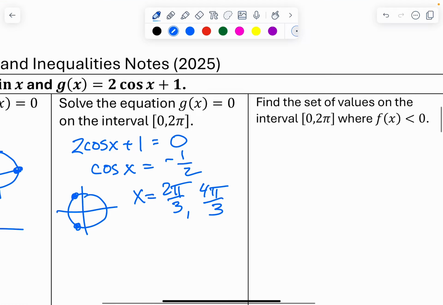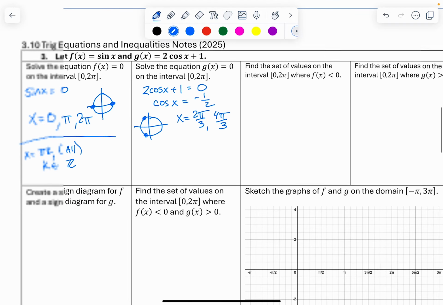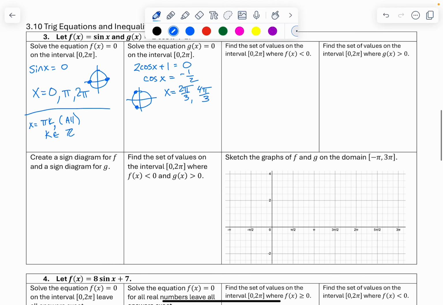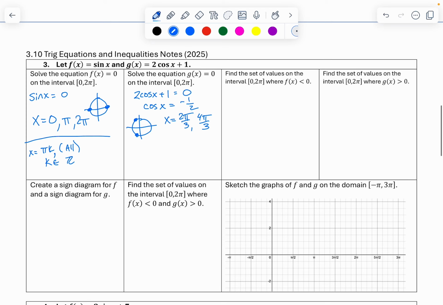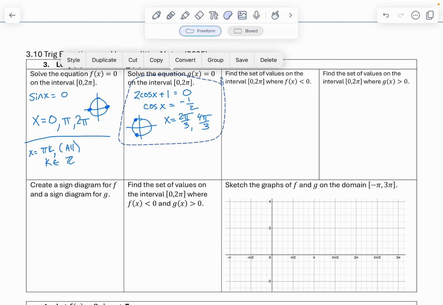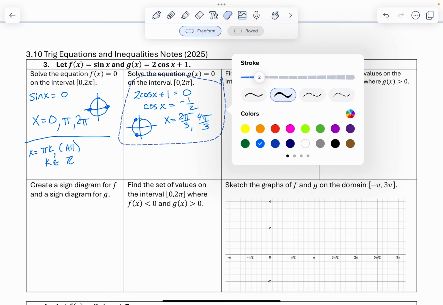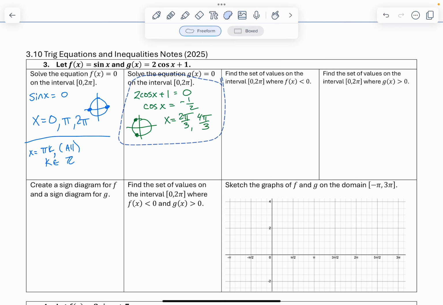Okay, so then it says find the set of values. Well, before we do that, we're going to do the inequalities, but before we do that, it might be helpful to create a sign diagram and/or sketch it. Okay, so let's do, actually, I'm going to make this green. I'm going to make style green. There it goes. I'm going to do F in blue and G in green, and we'll just kind of stick with that.